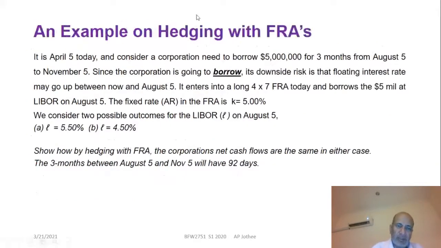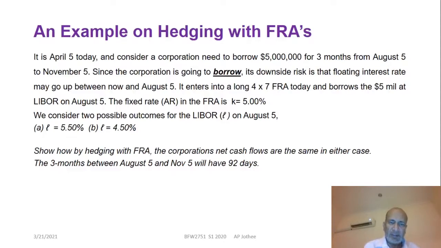Okay, now look at an example carefully. It is April 5 today. Consider a corporation that needs to borrow 5 million for 3 months, from August 5 until November 5. But between now and then, how many months are there? May 5, June 5, July 5, August 5: 4 months. So it's going to be a 4 by 7 FRA.